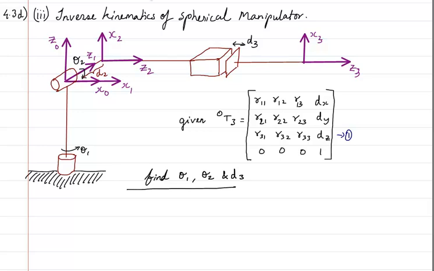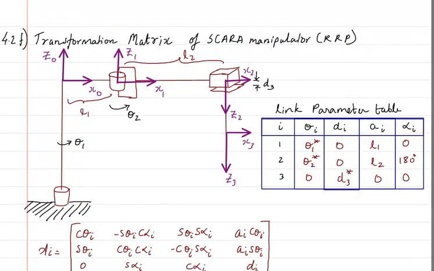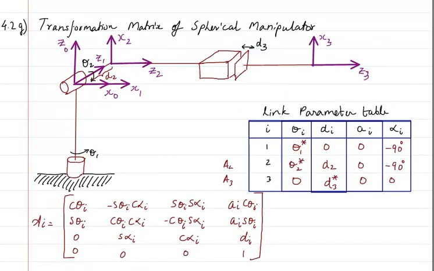Next, let us look at the inverse kinematics of a spherical manipulator. In the case of a spherical manipulator, this is a problem that we had done, in section 4.2G. Here we had done the transformation matrix of the spherical manipulator, so I have taken the same image.